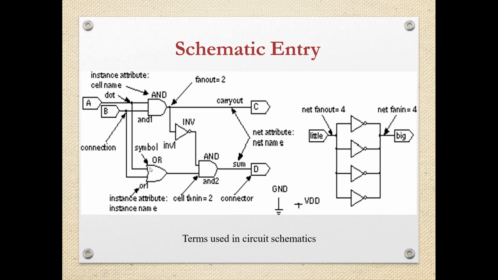Like this is the symbol, the name given for this cell is OR gate, and as this is the first OR gate, the instance name is OR1. Now if you analyze this whole circuit, it is a circuit having a number of logic gates. The inputs are A and B, the outputs are C and D. C is the carry output and D is the sum. So it is an adder circuit.